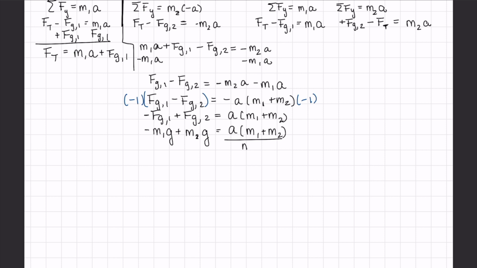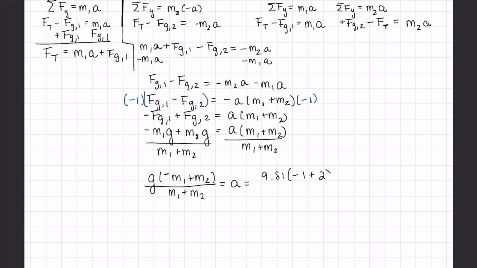We'll divide both sides by m1 plus m2 to get a by itself, and then we could also pull out a g if we want from the top, so I'll do that. So g times negative m1 plus m2 over m1 plus m2 equals a. So 9.8 times negative 1 plus 2 over 1 plus 2 equals 3.27, sorry.